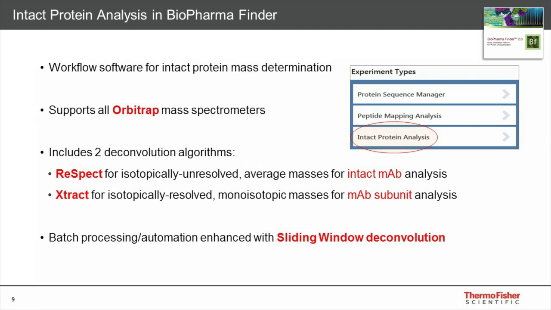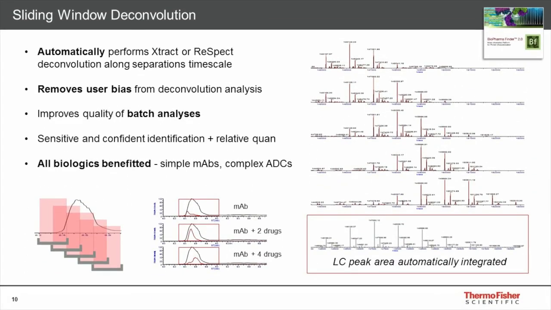Now again, I mentioned before there's two deconvolution algorithms, Respect and Extract. This would be for the intact and the subunit analysis, and I'll get into great detail here in a minute. But something that's really important, this is a major, we call it a differentiator. This is a very, very unique facet of this software, particularly for Thermo, something called sliding window deconvolution. So sliding window deconvolution is totally unique, and well, it is deconvolution that's finally appropriate for separations-based mass spectrometry.